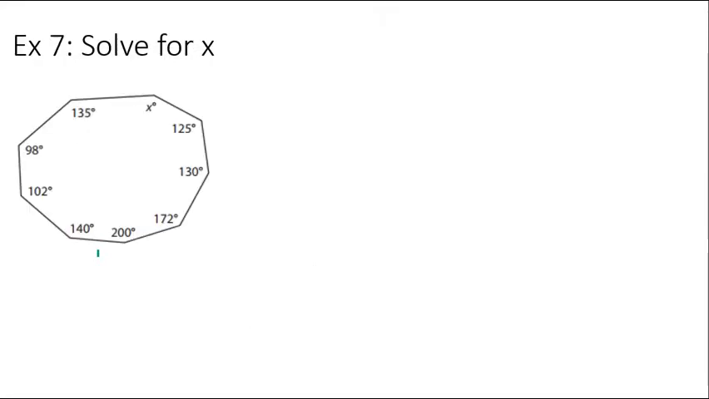Okay, so here's example 7. We're trying to solve for x. Here we have all of these angles given to us, but there's one angle that's missing. What we're going to do first is count how many sides this shape has. It has 1, 2, 3, 4, 5, 6, 7, 8, and then 9. So it has 9 sides. First we figure out how many degrees all the 9 angles should add up to.